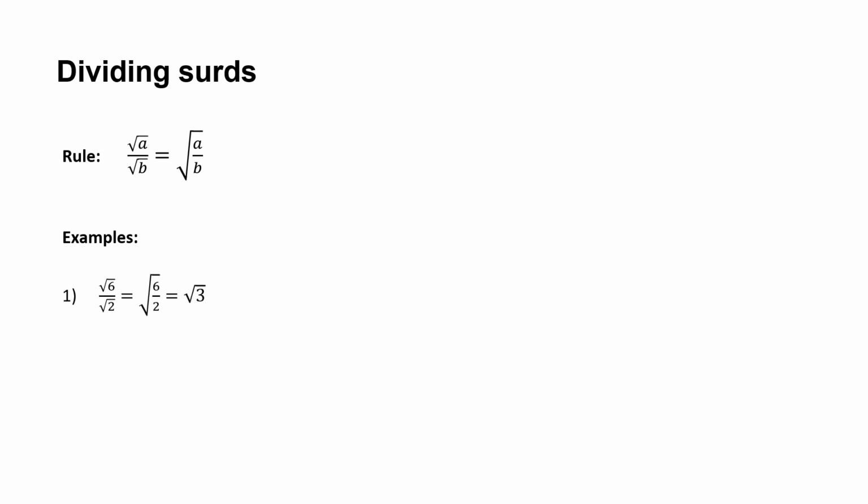So for example, if we had root 6 divided by root 2, this would be equal to the square root of 6 over 2, which is root 3. Or if we had root 8 over root 2, this would be equal to the square root of 8 over 2, which would be root 4, and root 4 is just 2. And the last one we have is root 5 over root 3. This would be equal to the square root of 5 over 3, and this can't be simplified any further.